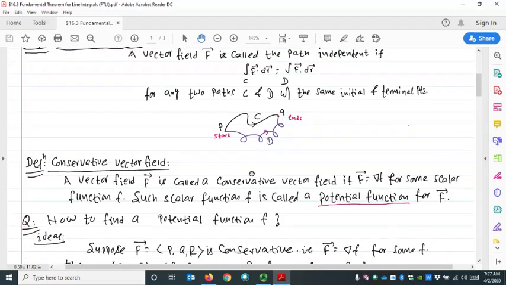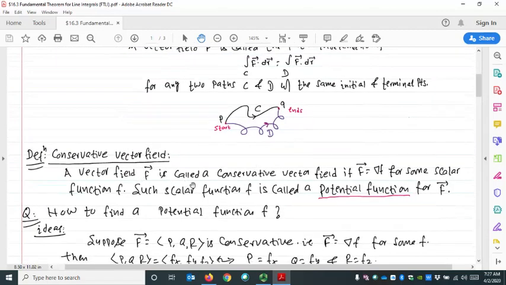Another definition. A vector field F is called conservative. Sorry, not liberal. A vector field is called a conservative vector field if the vector field equals the gradient of f for some scalar function little f. Such a scalar function little f is called a potential function for the vector field.